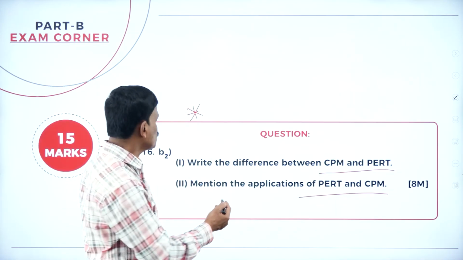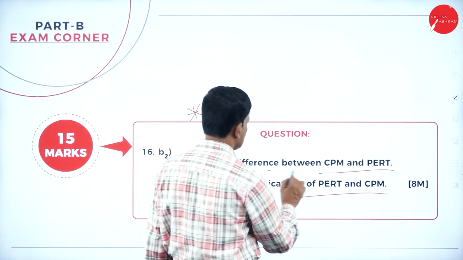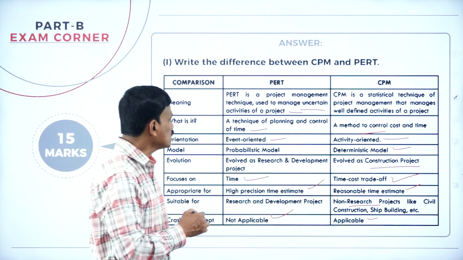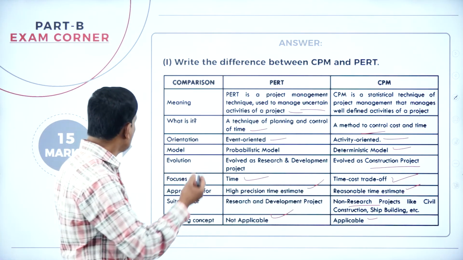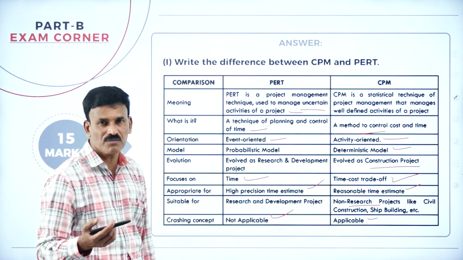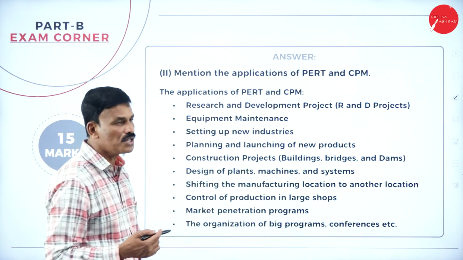Since there are two questions here, this is 8 marks, with each question for 4 marks. If you write any 4 differences, that is sufficient. Instead of writing all 8, if you write any 4, that is sufficient. Okay, now let us come to the last one.